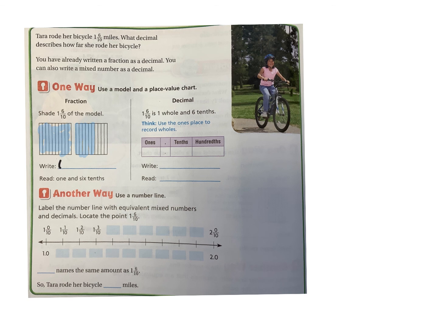So we have 1 whole and 6/10 is what we have there. 1 6/10 is 1 whole and 6/10. So we would put 1 whole in the ones place and 6 in the tenths place, 1.6. And we read it 1 and 6/10.